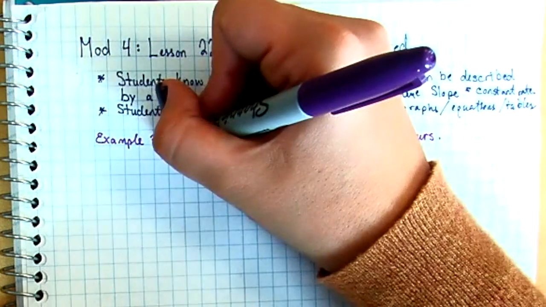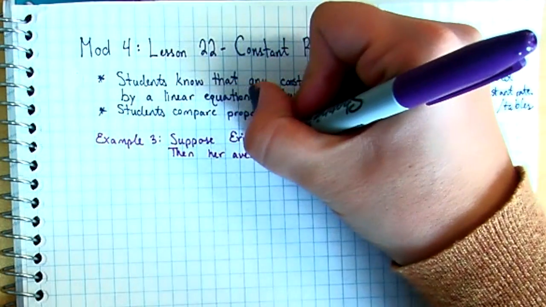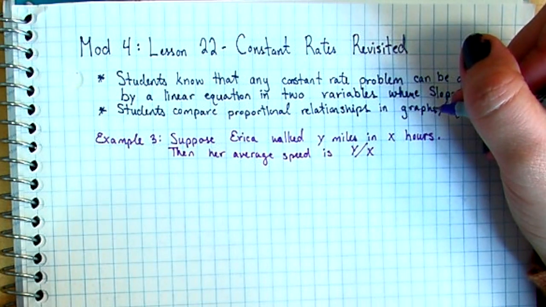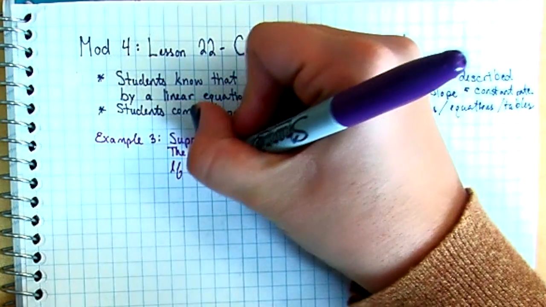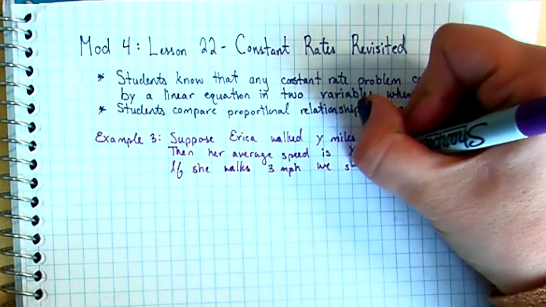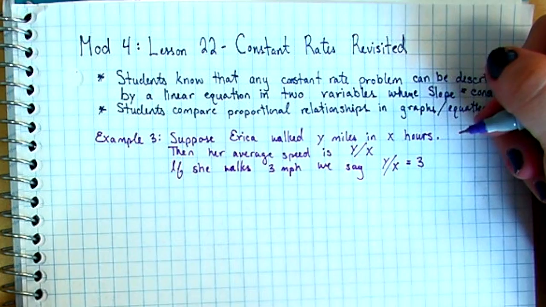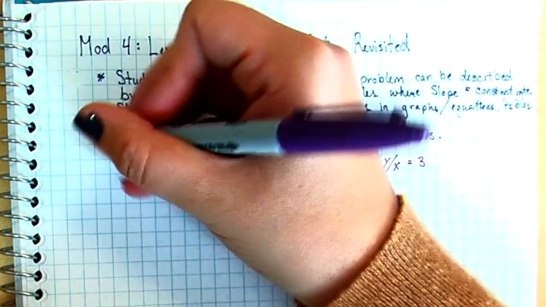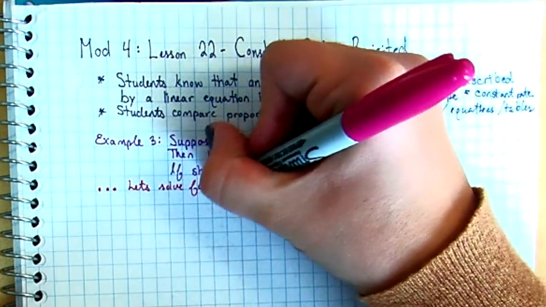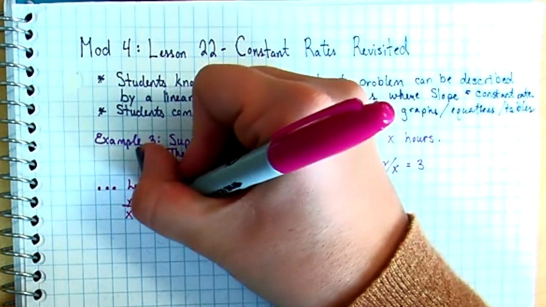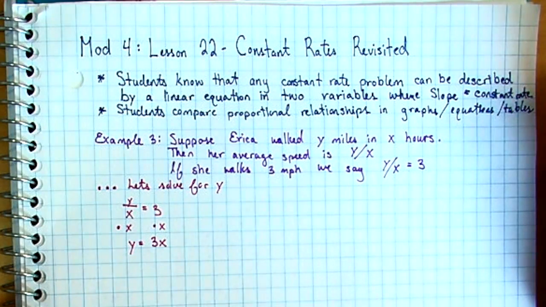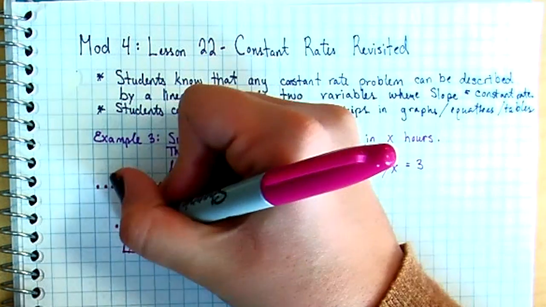So let's suppose Erica walked y miles in x hours. Then her average speed is y over x miles per hour. If she walked 3 miles per hour, we would say y over x is equal to 3. So let's solve for y to get a linear equation. y over x equals 3, multiply both sides by x, y equals 3x. So now I have a linear equation.